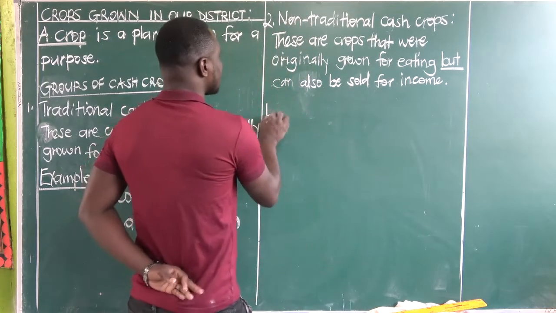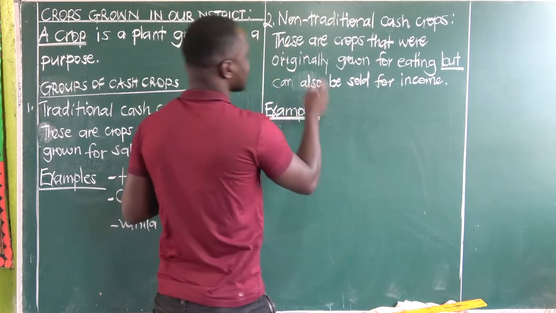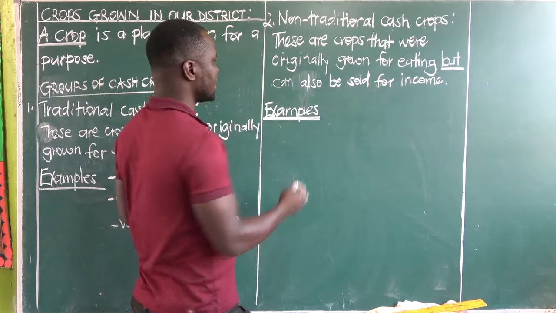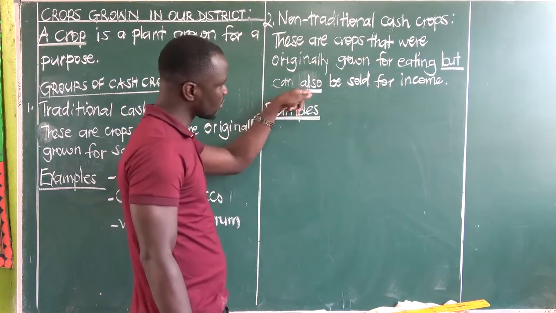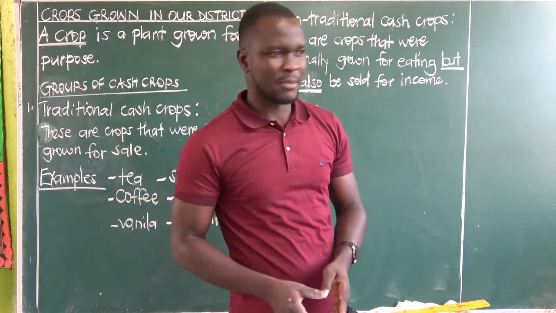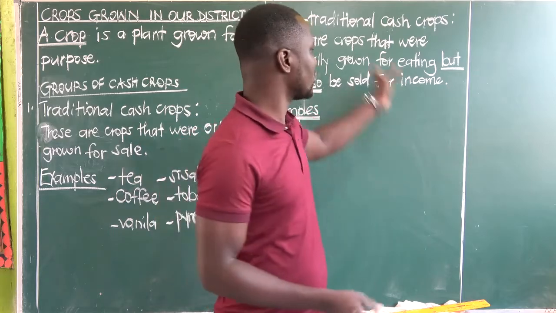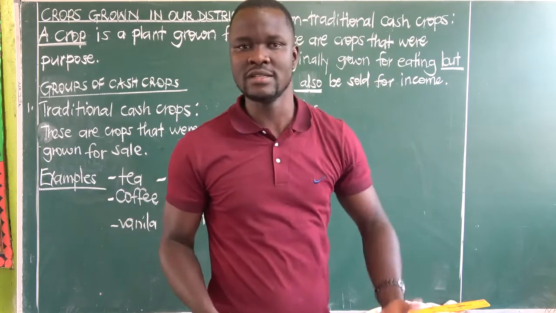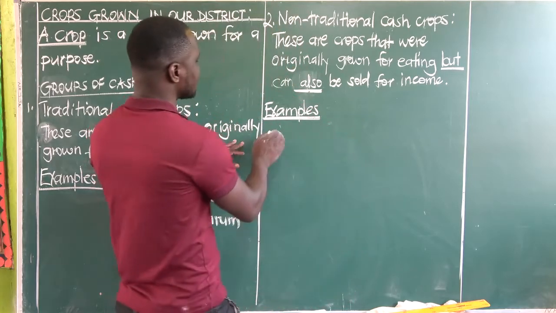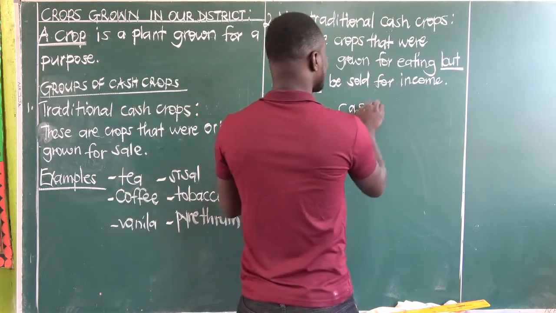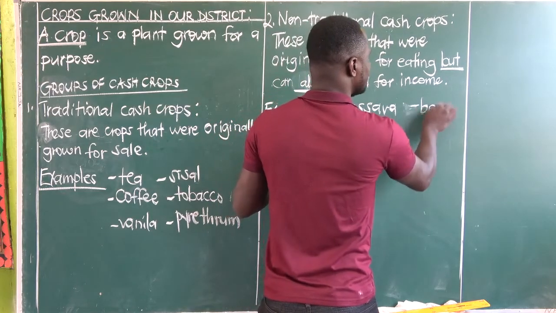Because when we look at the examples of these crops that were at first grown for eating, that makes us understand that much as they are for eating, they can also be sold for income. I'm not saying they are no longer eaten, therefore they are now grown for income alone. No. They were grown for eating, and that reason remains, but they can also be sold for what?